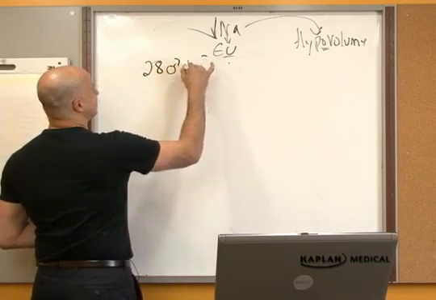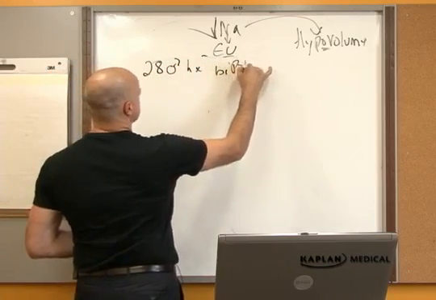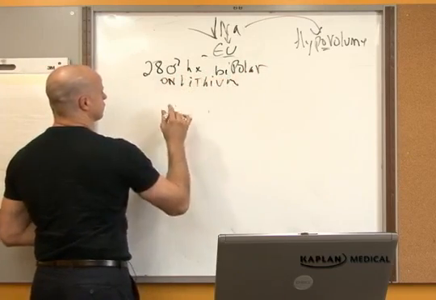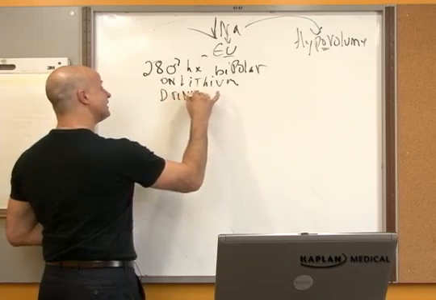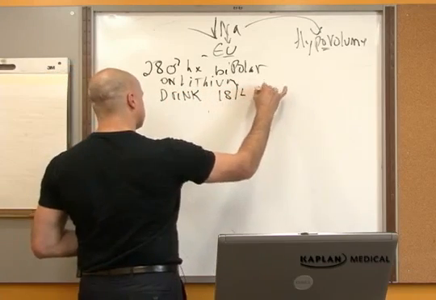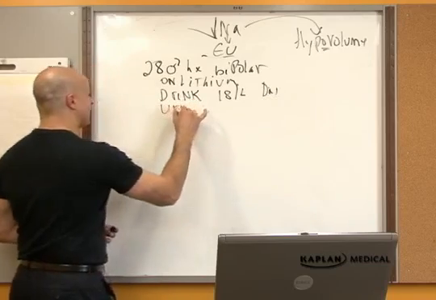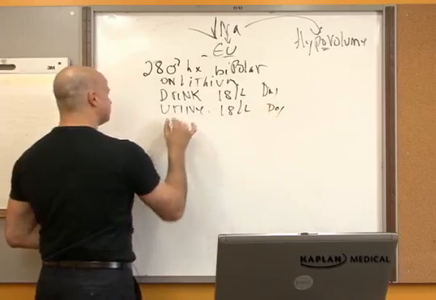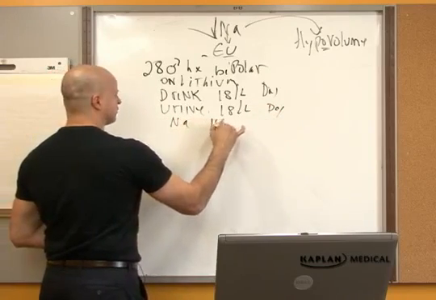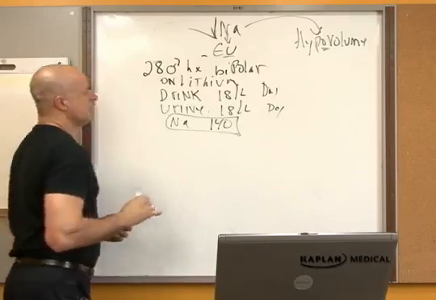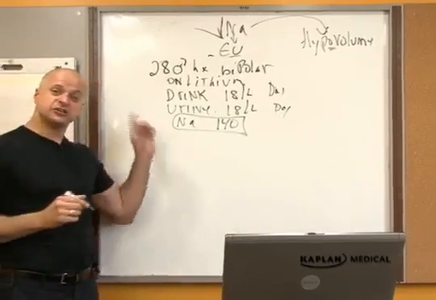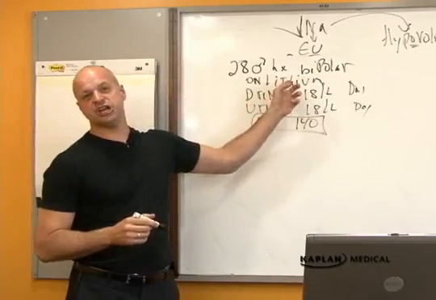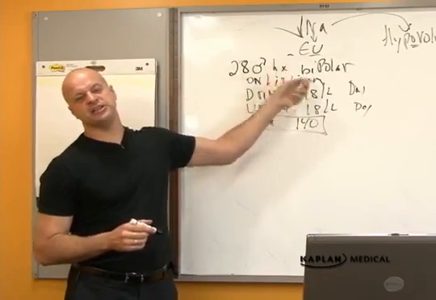A 28-year-old guy with a history of bipolar disorder on lithium is drinking 18 liters per day, and he's urinating 18 liters per day. And his sodium is normal at 140, exactly 140. Well, is this psychogenic polydipsia from his bipolar, or is this nephrogenic diabetes insipidus from lithium?